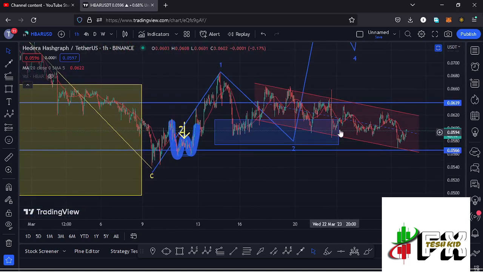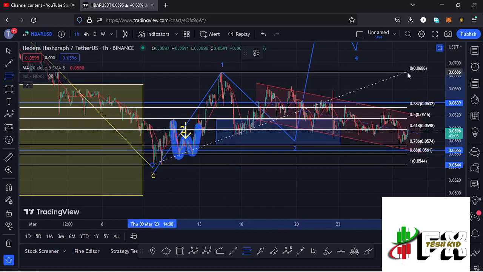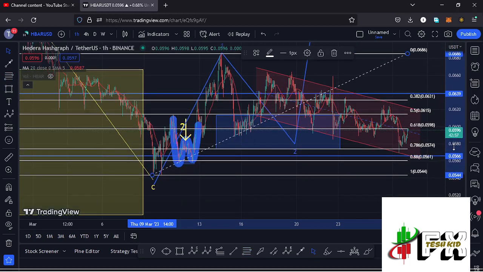whatever we expected next was a corrective structure in the formation of this wave 2, and using the Fibonacci's, connecting them from the low of the first wave down there to the high of that wave 1, I was able to come up with a minimum retracement area in the formation of that wave 2 between the fib level 0.5 and the fib level 0.78, which is a target area that lies between the $0.01615 mark and the $0.0574 mark.